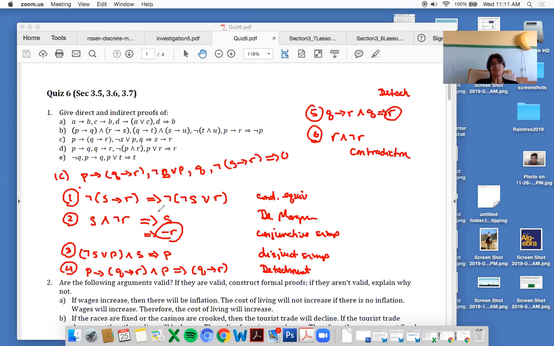I found the direct proof for part C a lot more awkward because I had to break up this double implication. We have to change it to ors, switch them around, and change them back to implication. So it was a bit awkward to do. To me, negation, the indirect proof, is a lot easier for this one.